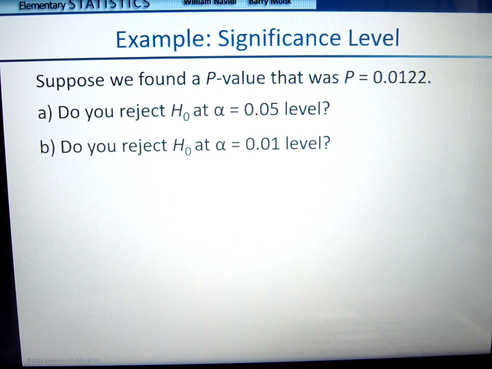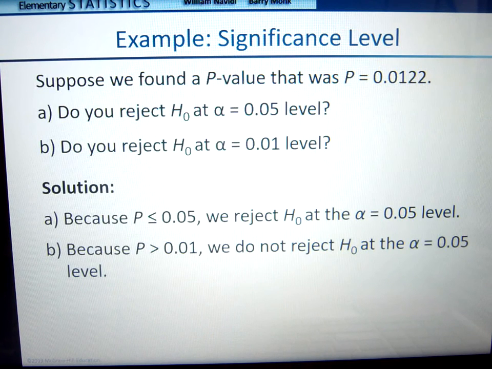Suppose we found a p-value of 0.0122. Would you reject it at the 0.05 level? Would you reject it at the 0.01 level? Well, we would reject it at the 0.05 level because it is smaller than that. But 0.0122 is larger than 0.01, so we don't reject it at the 0.01 level.